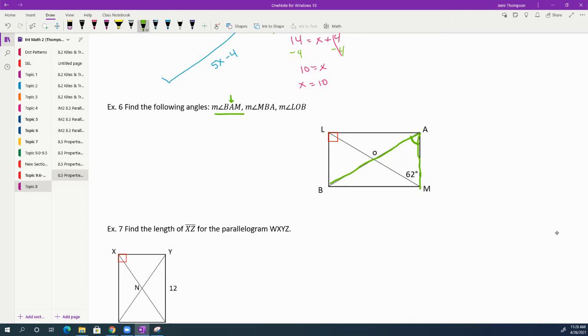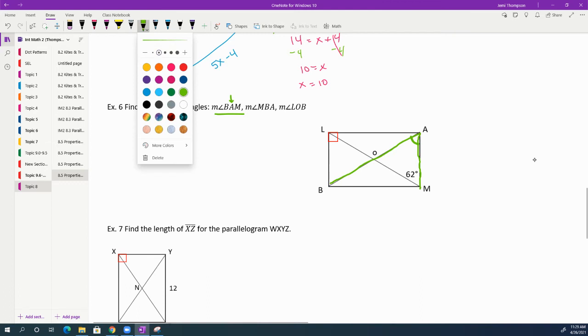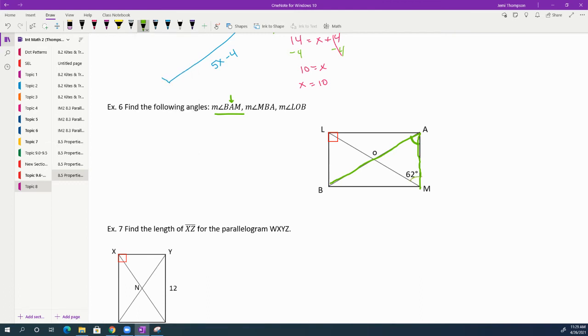All right. Now in a rectangle, it's not true. The diagonals do not bisect this angle, so I can't just take half. What I do know in a rectangle is that this piece right here, the angle that I've just marked, is actually congruent to this piece here.